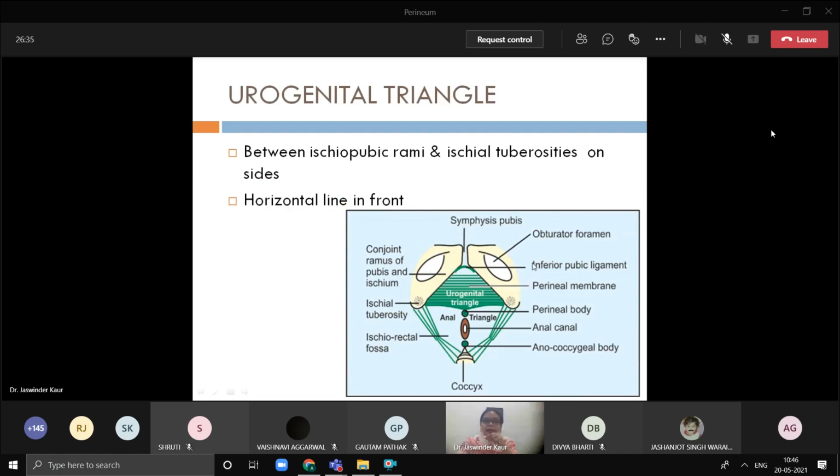Okay. So now, today we are concerned with the urogenital triangle, right? So this one is the urogenital triangle. You can see, between these pink lines, this is the urogenital triangle. What are the boundaries of the urogenital triangle? It is present between the ischiopubic rami and the imaginary line of the ischial tuberosities. So this whole is the urogenital triangle.